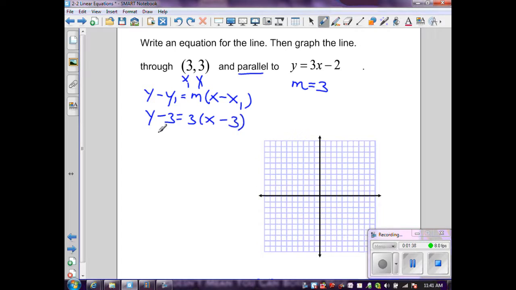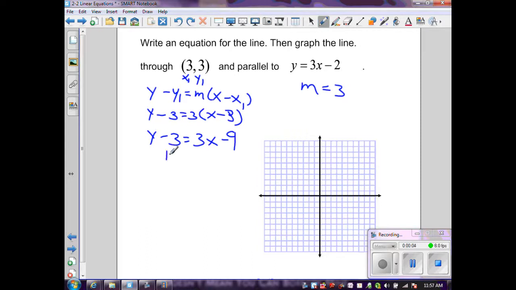Solving for y, let's simplify first. Y minus 3 equals, when I distribute, 3x minus 9. We solve for y by adding 3 on both sides. Y equals 3x minus 6.